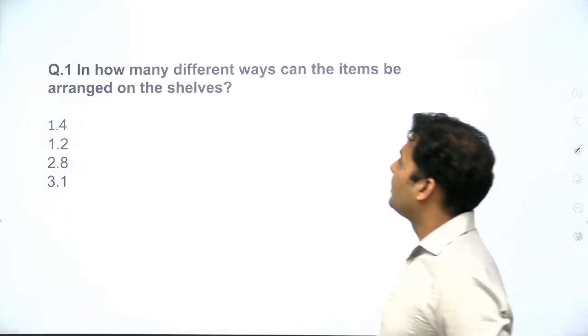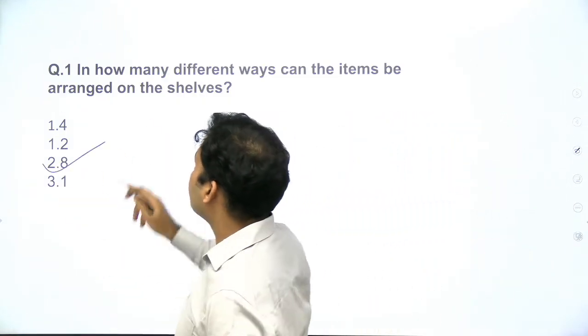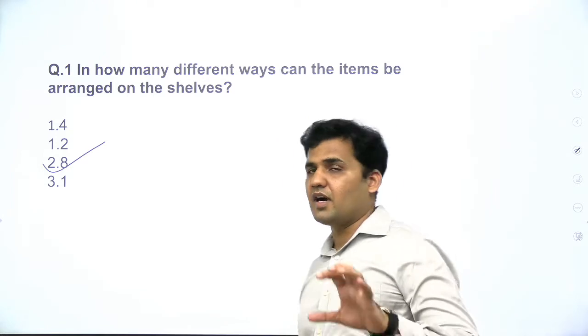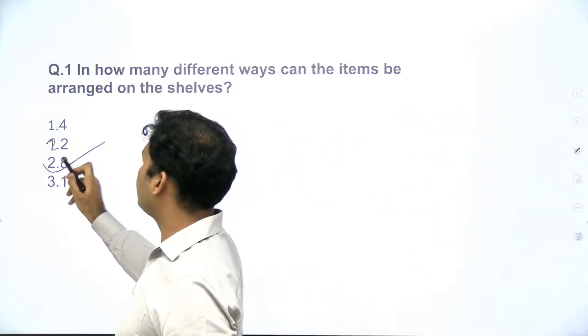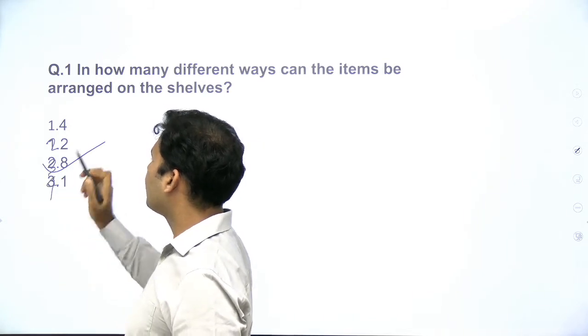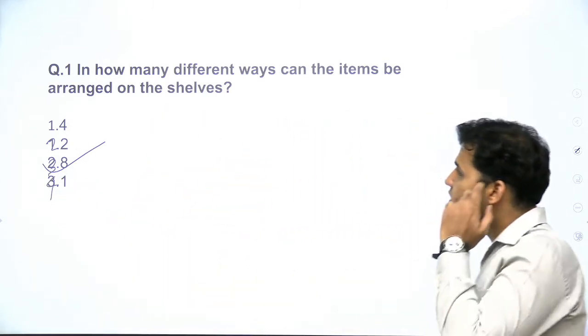So that means the total number of different ways in which these items can be placed on the shelf are 8. So the third option will be the answer, guys. This is option number 2, this is option number 3, and this is option number 4. 8 is the answer of the question. Moving on to the next question.